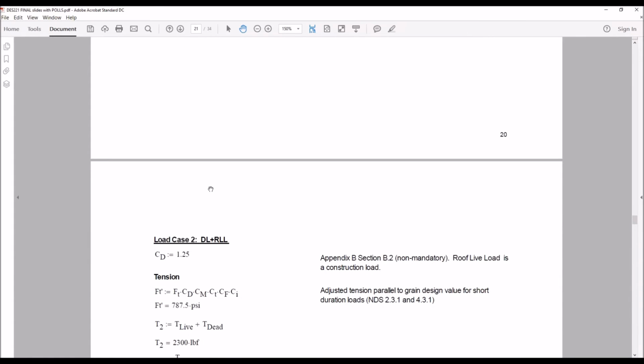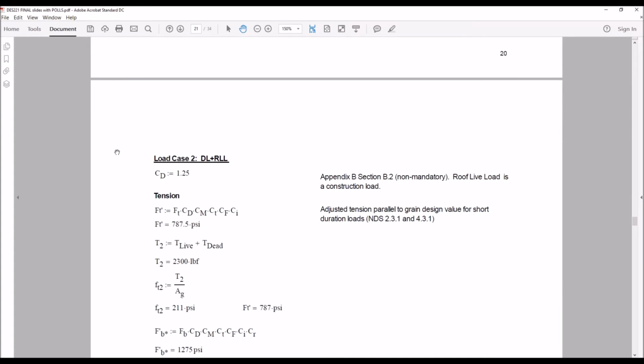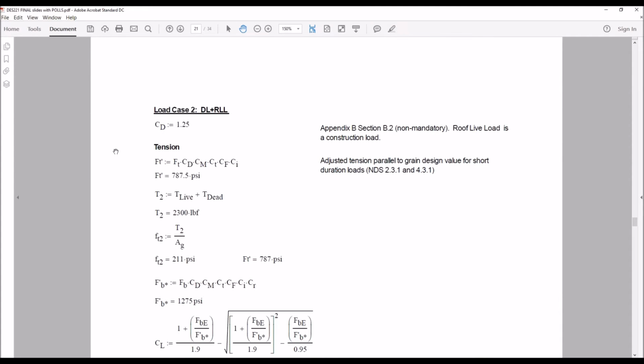All right, we're going to check the next load case. This is the dead load plus roof live load. Now, the important thing to note here is that this is a roof live load, and that's considered a construction load. So in this instance, our load duration factor would be equal to 1.25.